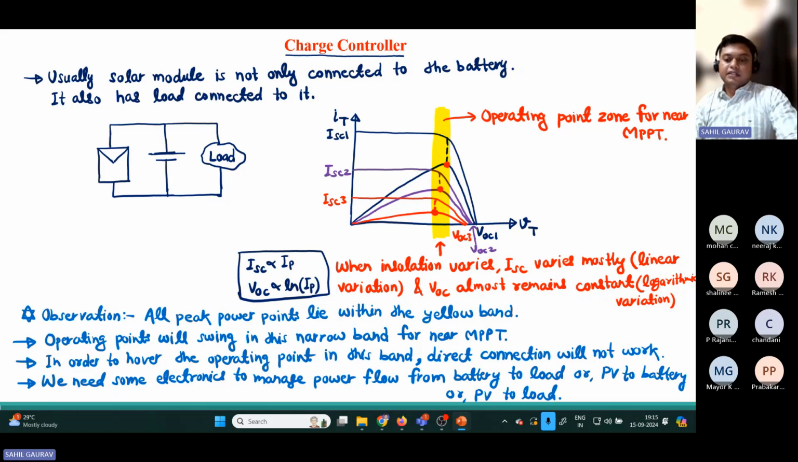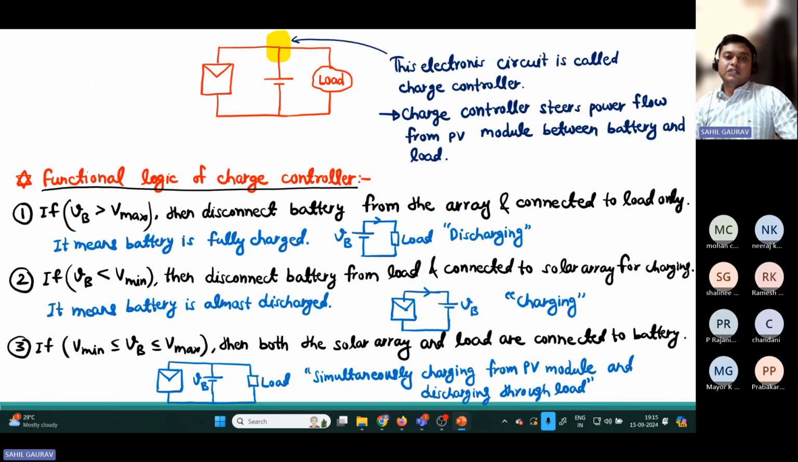So what is the logic for this charge controller? We need to interface some electronics so that we can operate the PV at MPPT while supplying power to the load and charging the battery. This electronic circuit we call a charge controller, and its definition is that it steers power flow from the PV module between the battery and the load.